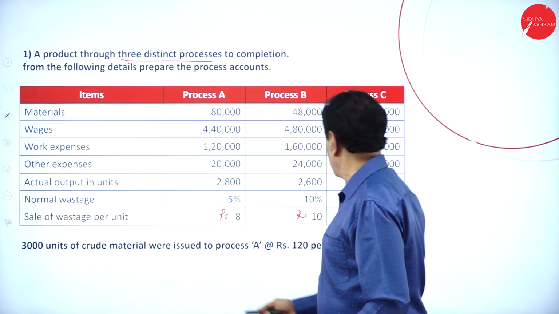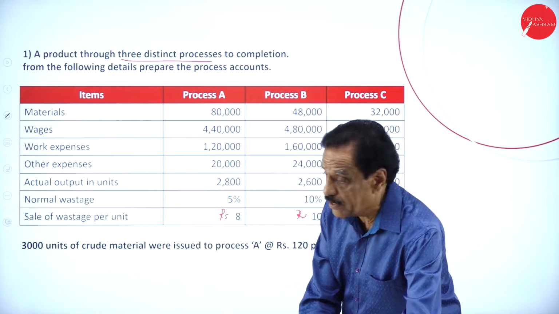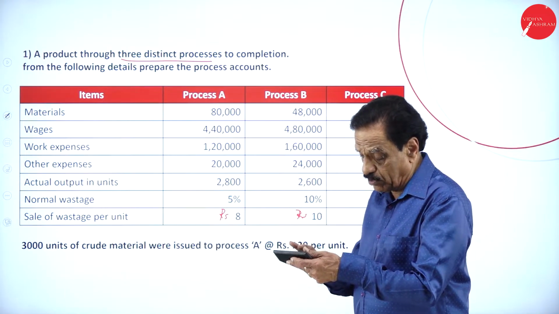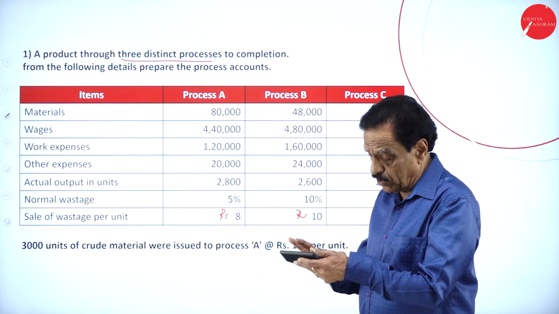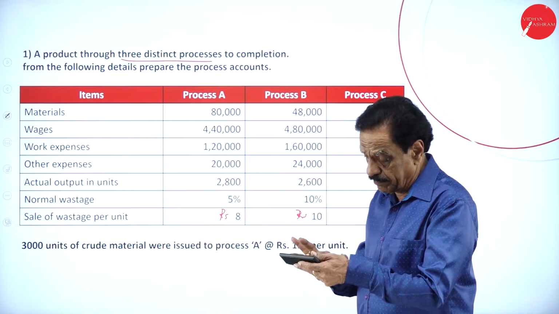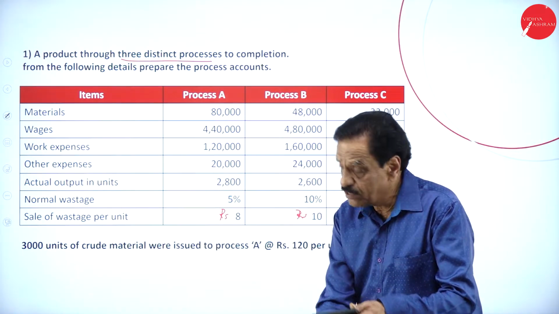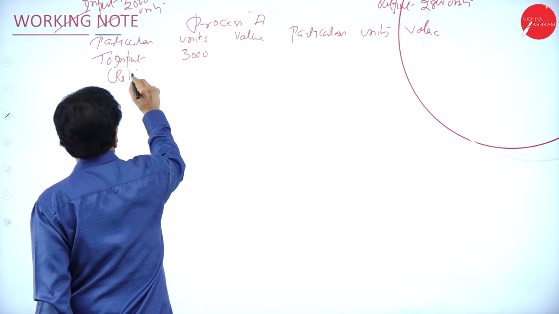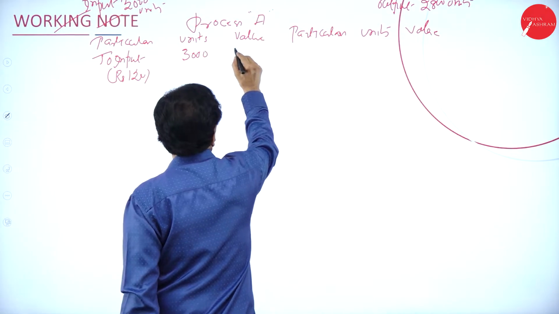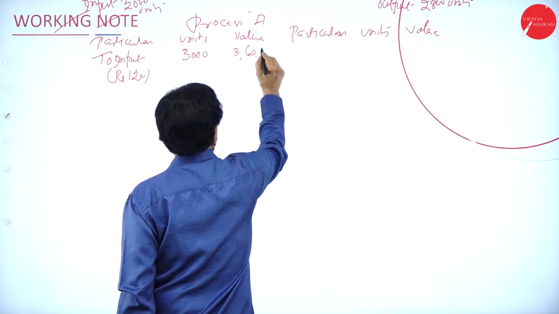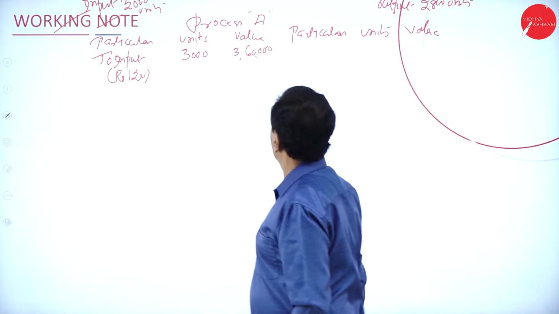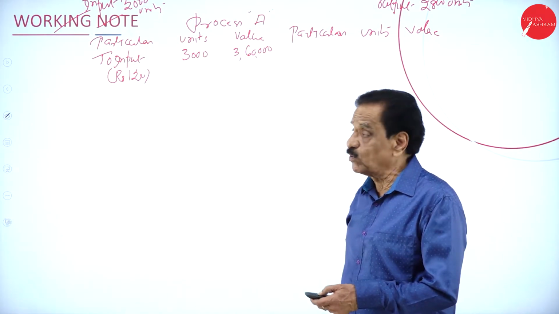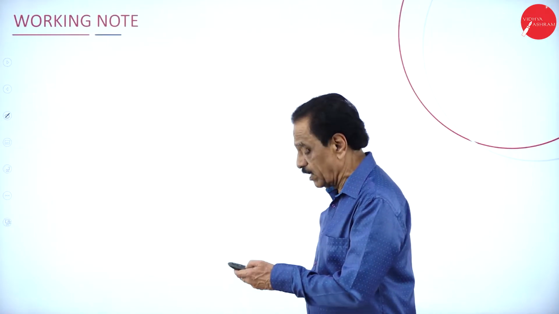Here, 3,000 units at rupees 120 per unit. So 3,000 into 120, 3,60,000 at rupees 120. 3,60,000. 3,60,000 is the expenditure for how many units? 3,000 units. Then see the expenditure now.